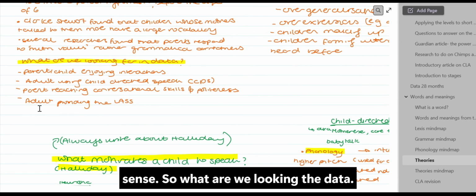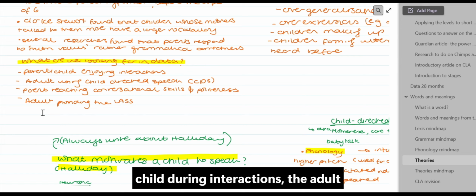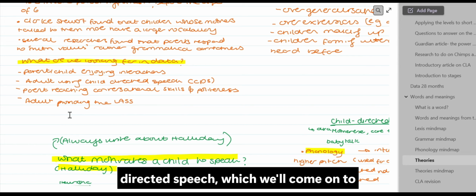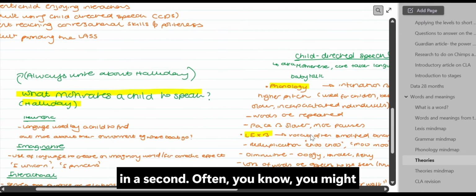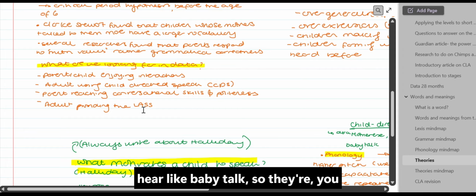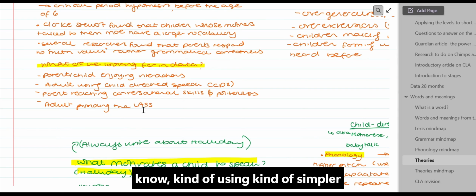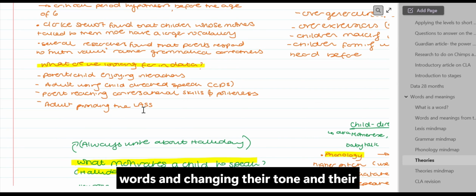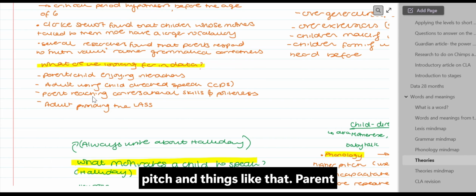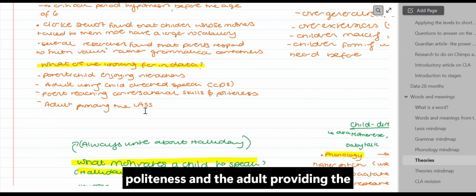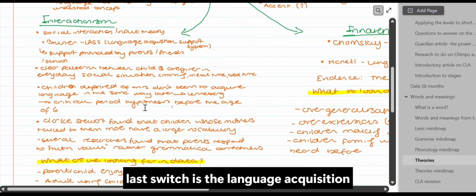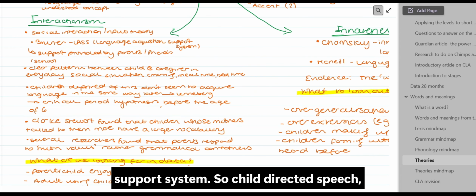So what are we looking for in the data? So we're looking at the parent and the child during interactions, the adult using child-directed speech, which we'll come on to in a second. Often, you might hear baby talk, so they're using simpler words and changing their tone and their pitch and things like that. Parents teaching conversational skills and politeness, and the adult providing the language acquisition support system.